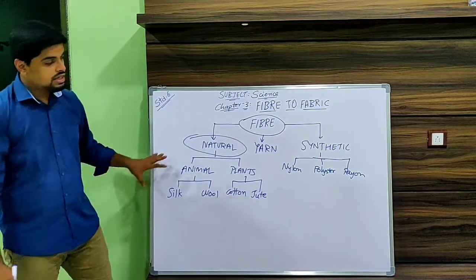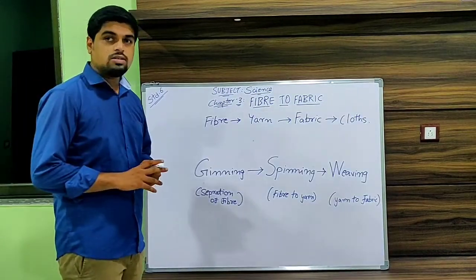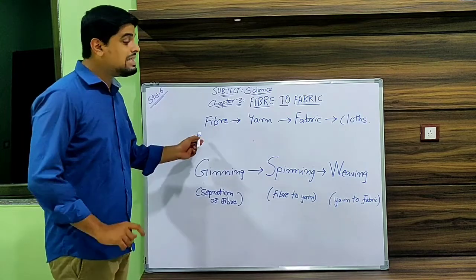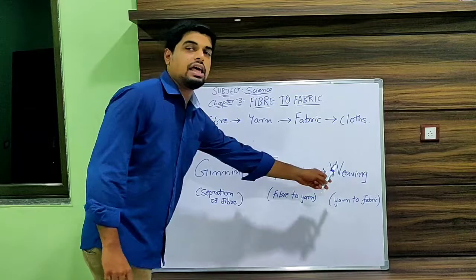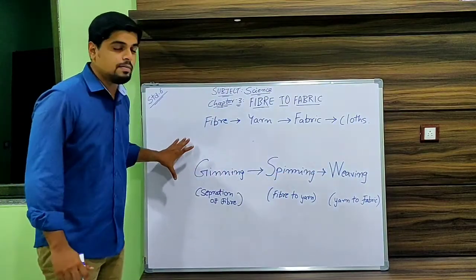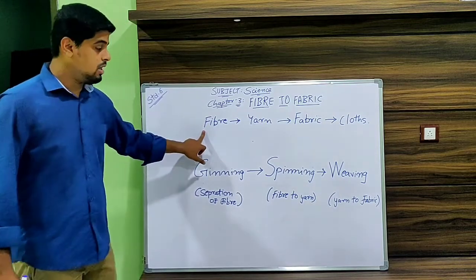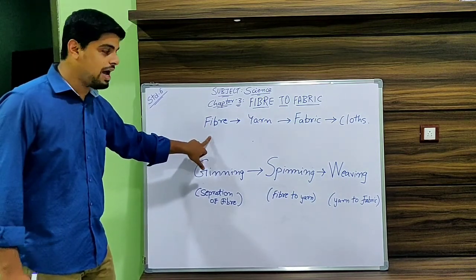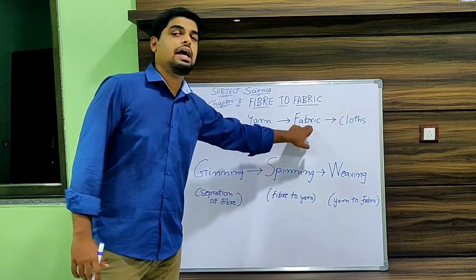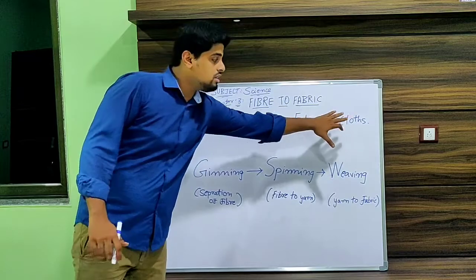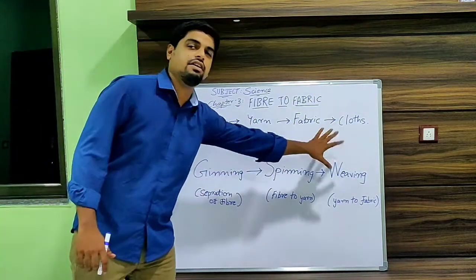So, these are the topics which we are going to learn in this chapter. Students, the second part, focus on these topics. The main topics are ginning, spinning and weaving. These are the names of processes. The basic unit is fibre. We convert fibre into yarn, yarn into fabric, and fabric into clothes. This process is done using ginning, spinning, and weaving.